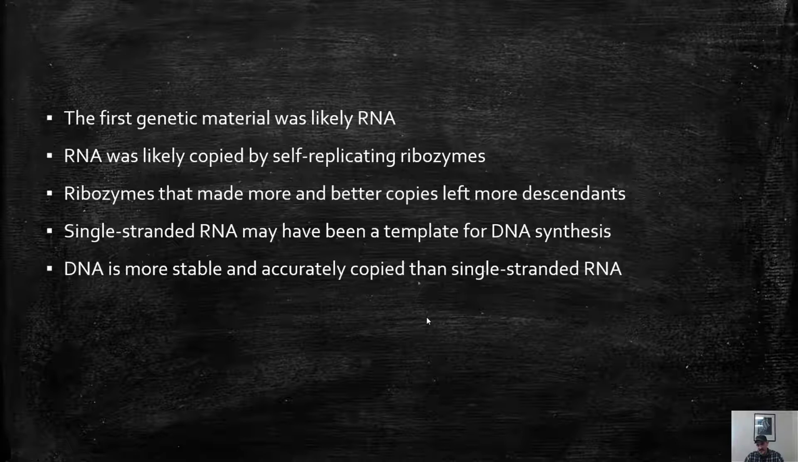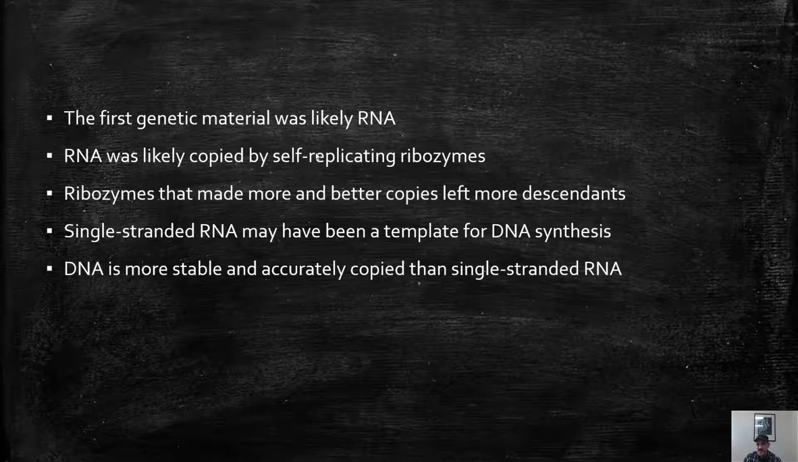And because RNA mutates a lot, RNA ribozymes that left a lot of offspring and copies of themselves were likely to leave more descendants. So it's almost like chemical evolution. And eventually, that single-stranded RNA may have been used to make DNA templates like it is today in our cells. And then finally, DNA would have arisen as the molecule of inheritance. It was a little bit better than RNA because it's double-stranded with those hydrogen bonds, and it's more stable. It holds together better and is more accurately copied than single-stranded RNA. But likely the first genetic material is RNA.